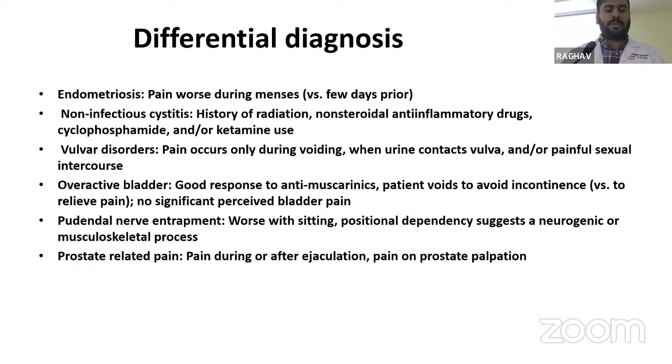Overactive bladder: there is good response to antimuscarinics. The patient voids to avoid incontinence versus to relieve pain. There is no significant perceived bladder pain. Pudendal nerve entrapment is worse with sitting. Positional dependency suggests a neurogenic or musculoskeletal process. Prostate-related pain: pain during or after ejaculation, and pain on prostate palpation.